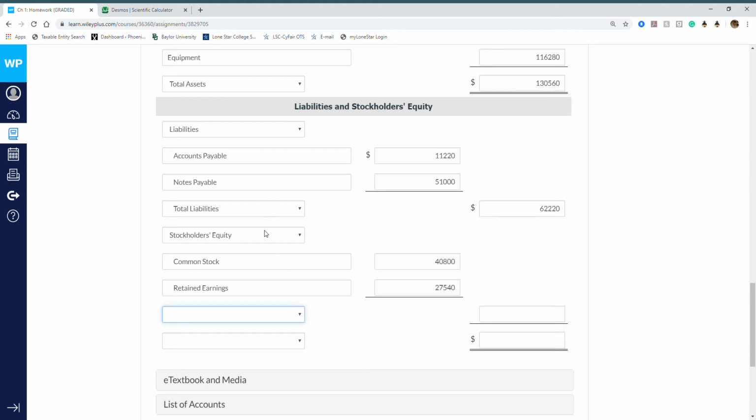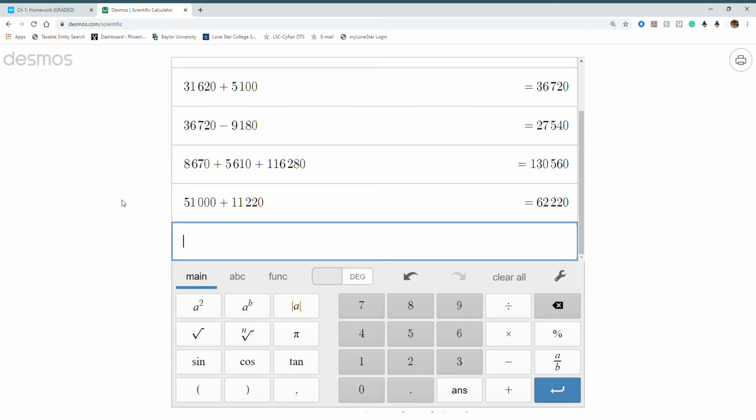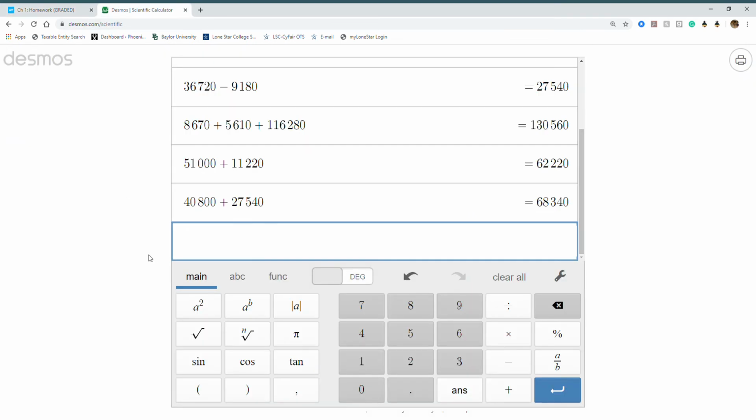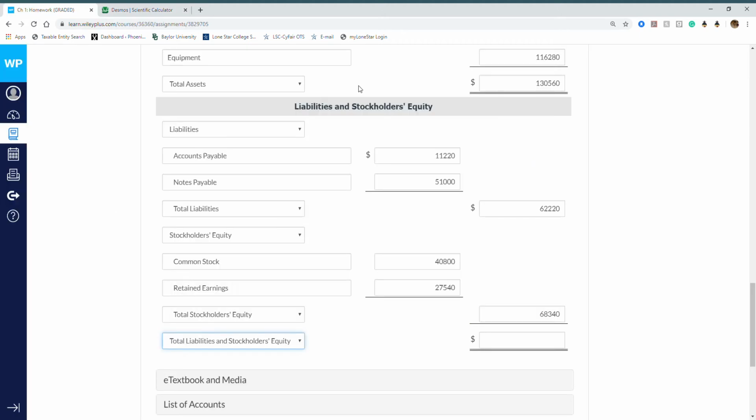Now we find our total stockholders' equity by just adding the two. So 40,800 plus 27,540, 68,340. Okay. And next we just add the two. So total liabilities and stockholders' equity. Take 62,220 plus 68,340. I end up with 130,560.